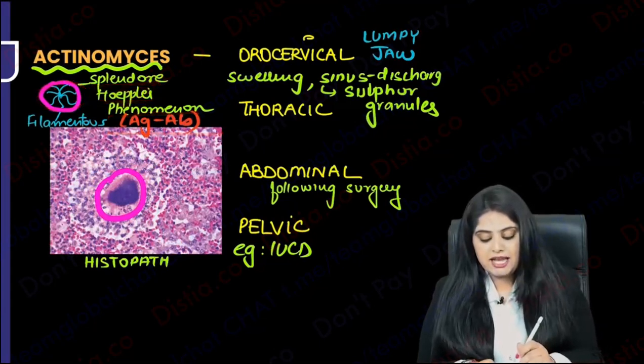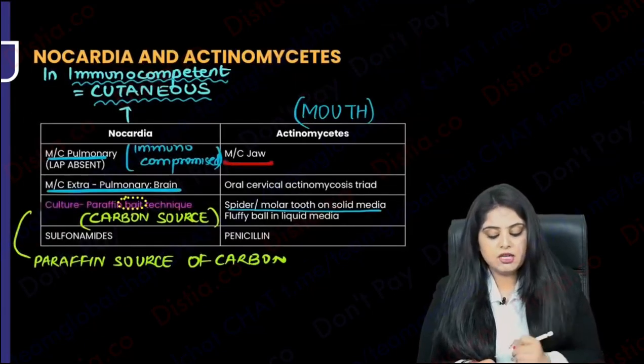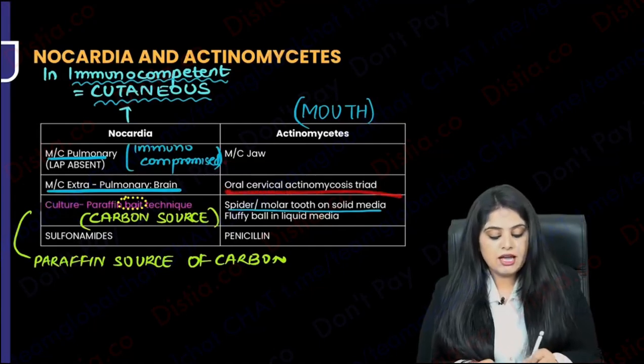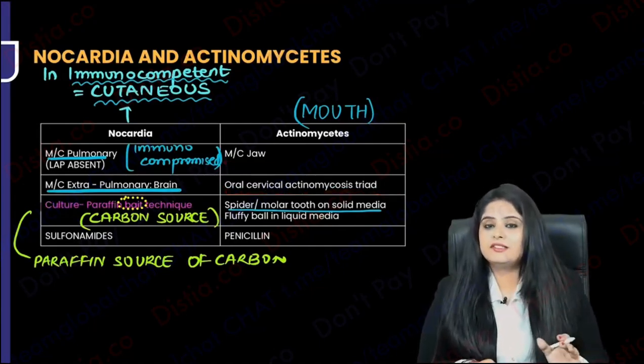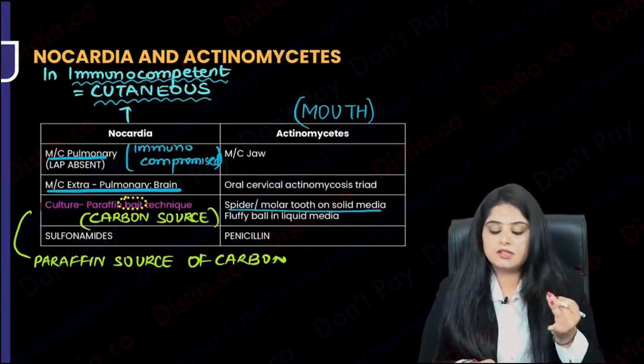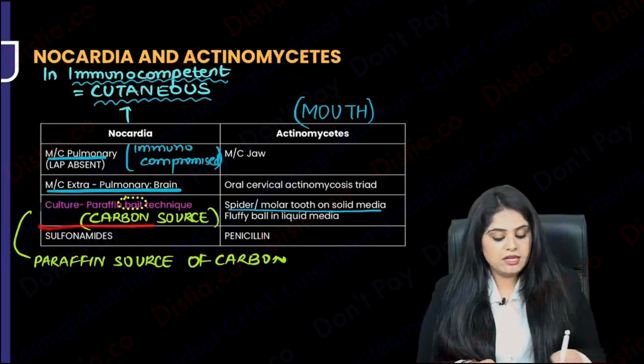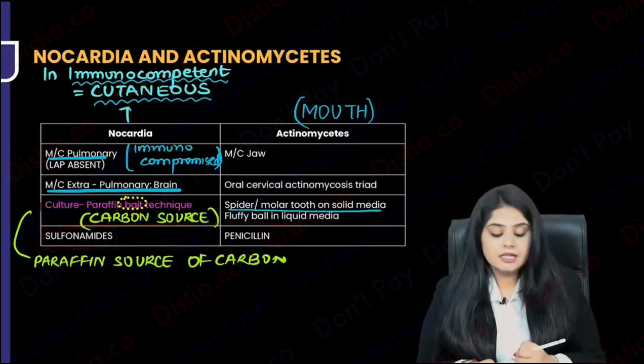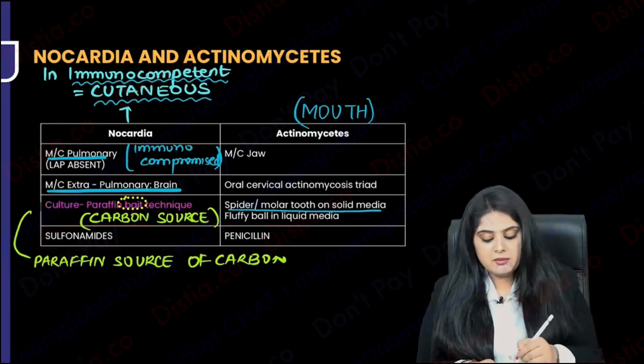So coming all the way back, I think everyone has identified the differences. Yes, this is going to occur in the jaw. Yes, this is going to be orocervical actinomyces. I told you the SSS: the swelling with the sinuses and the sulfur granules coming out. All of it is done. We are only left with the treatment aspect, and that treatment is learnt by a mnemonic, SNAP.